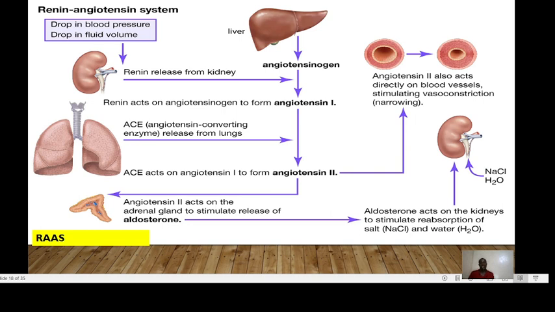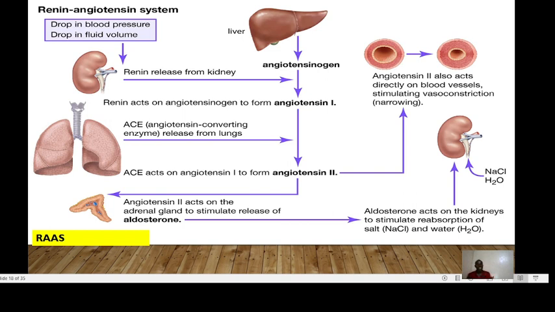So renin acts on the angiotensinogen released by the liver to form angiotensin 1. Angiotensin 1 is a weak vasoconstrictor. So to come up with a more potent vasoconstrictor, angiotensin 1 will be converted to angiotensin 2 by the ACE. This is angiotensin converting enzyme that is normally released from the lungs. Remember, this enzyme could also be released from ectopic areas in case of tumors.